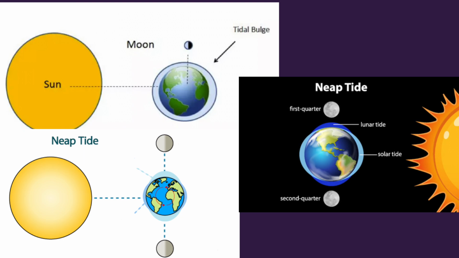And when the moon and the sun are pulling in 2 different directions, those create neap tides. Neap tides also occur 2 times a month during the first and third quarter moons. And the moon and the sun are pulling at a right angle to each other. The neap tides are not high or low. They are described as moderate. And that is the end of our topic about tides.